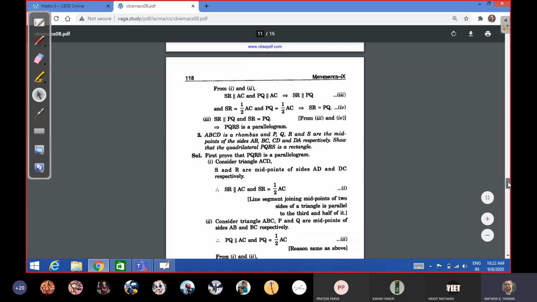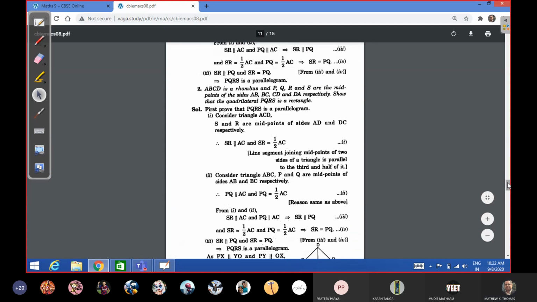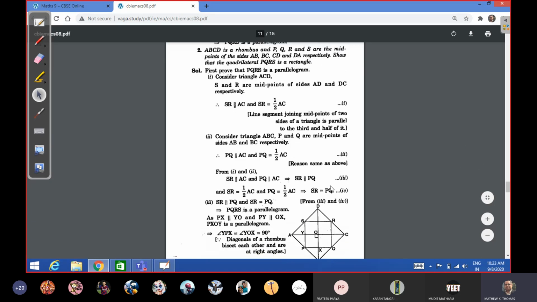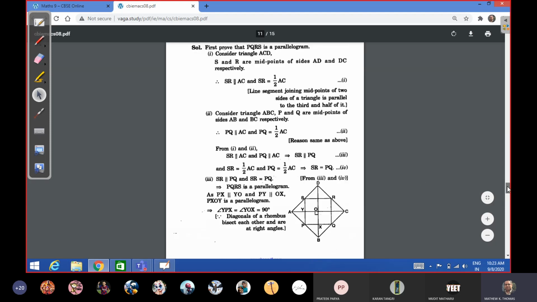Now we come to the second one. ABCD is a rhombus. PQRS are the midpoints of AB, BC, CD, DA. Show that PQRS is a rectangle. Now what is given? The original figure is a rhombus. Again, PQRS are the midpoints. We have to prove that this figure that is going to be formed is going to be a rectangle.